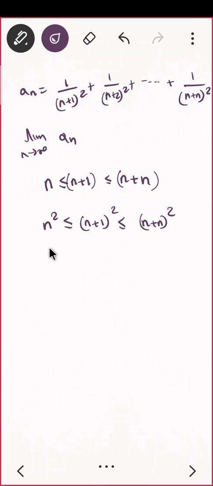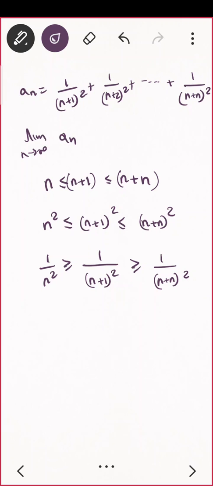And what I want is 1 upon. So if I take 1 upon n square, the inequality will change, no? Correct. 1 upon n square is greater than or equal to 1 upon (n plus 1) the whole square, and that is greater than or equal to 1 upon (n plus n) the whole square. Now, at the place of n plus 1, can I put n plus 2 here also? Then also this inequality will be the same. If I put 3 also, then also the same thing. If I put 4, 5, 6, correct?